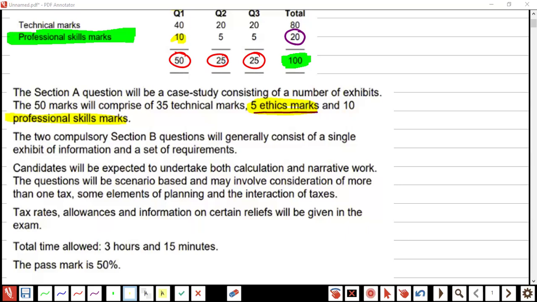Thank you, sir. So that's the introduction of ATX, how ATX is different from TX. Same thing, FR and SBR. FR is a calculation based paper. SBR is again report, drafting, writing. So when a student comes to the professional level, the mentality of the examiner is completely changed. Here the examiner wants you to narrate, report, explain, advise, something like that. Keywords are very important here.